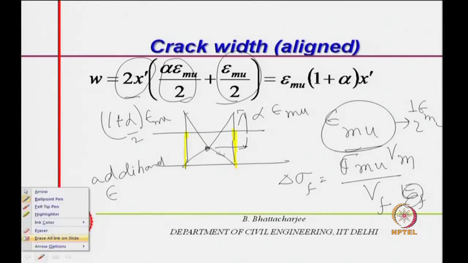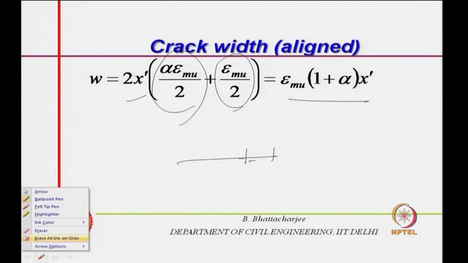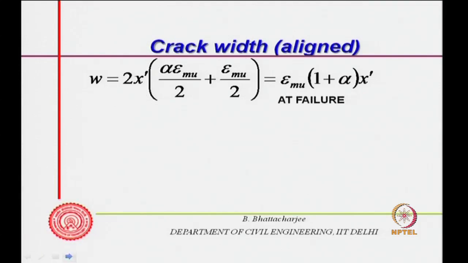So, let us look at this again. This is the average strain increase in the fiber. This is the average shortening in the matrix. Therefore, the crack width will be the sum total of this: the fiber got elongated, the matrix got shortened, and the gap is the crack width. This is the average strain that has been released from the matrix. This multiplied by 2x dash gives me the average crack width. So, we are just reiterating what we talked about.